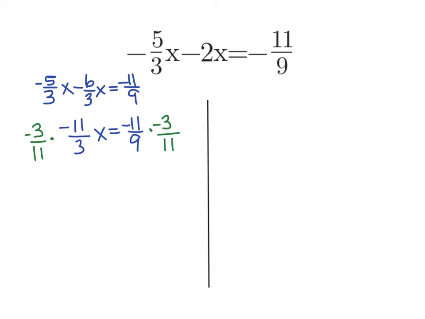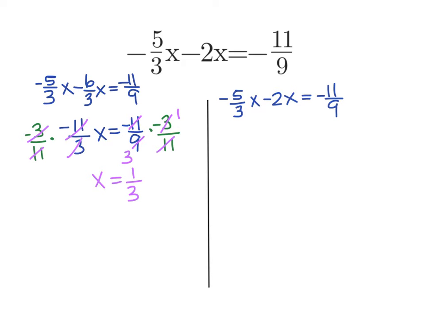And when we do that, on the left side, everything simplifies out to be 1, which is the reason why we do it. And on the right-hand side, the 11s simplify, the 3s and the 9 simplify down to 3, so it looks like we end up with a positive 1/3 as our x value.